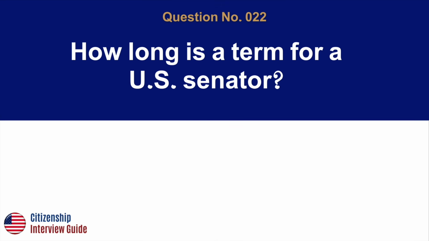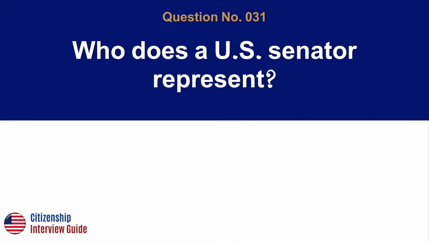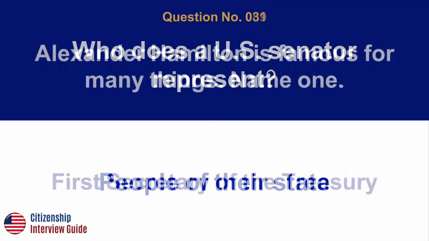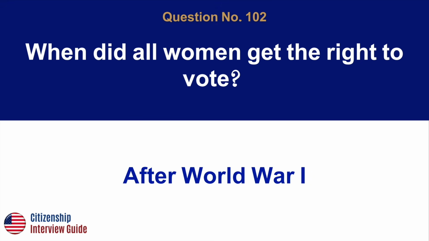How long is a term for a U.S. Senator? 6 years. Who does a U.S. Senator represent? People of their state. When did all women get the right to vote? After World War I.